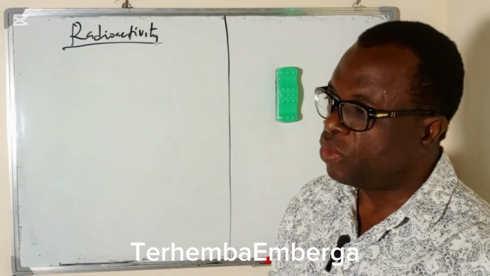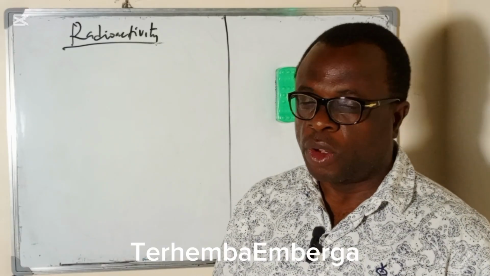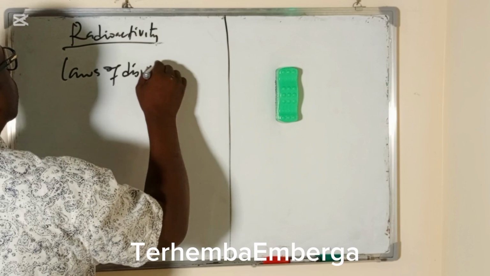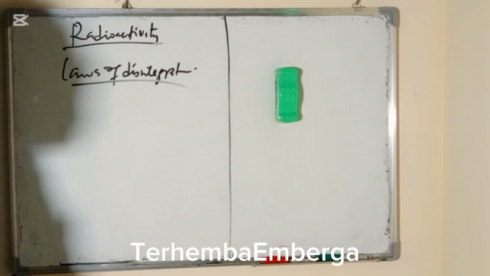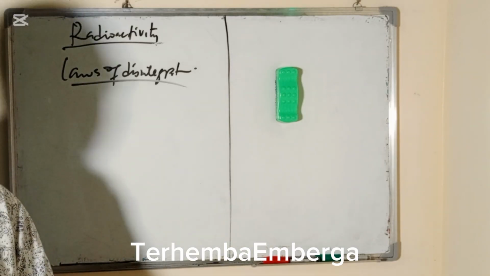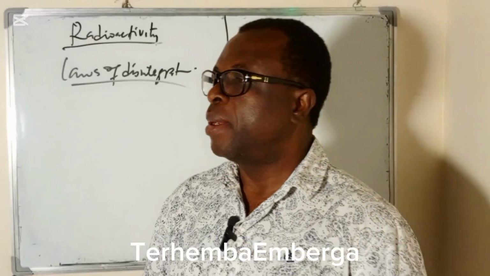So when we're talking about the disintegration, we talk about the laws of disintegration. One, the emission of these radioactive radiations is spontaneous. The reaction is spontaneous. It means that no one initiates the reaction. And this is accompanied by the emission of the alpha, the beta, and the gamma radiations.